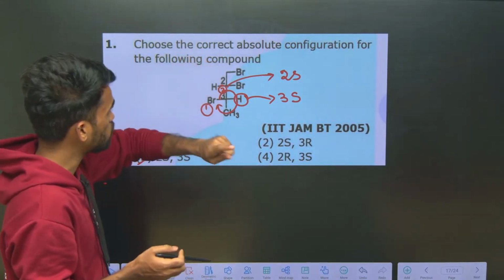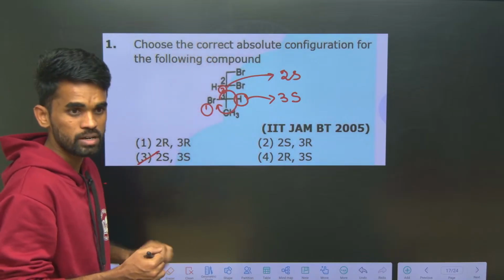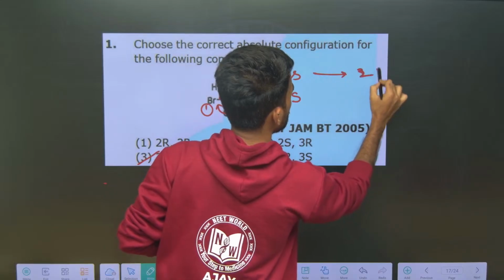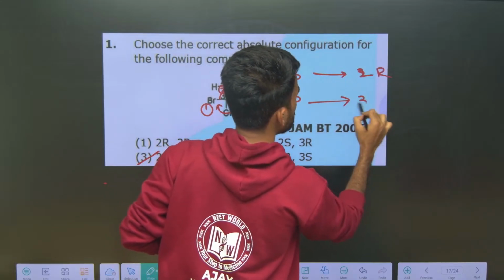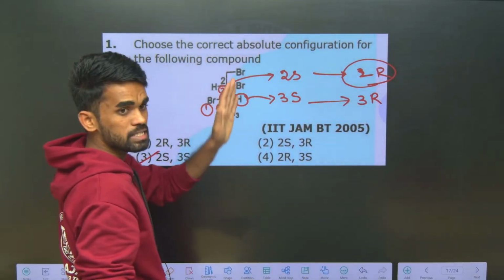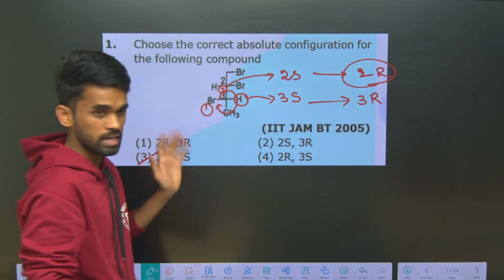Now if I ask you what its enantiomer is, what will be the answer? 2S becomes 2R, 3S should become 3R. Then only we can say it is its mirror image, and this will be considered as enantiomers. Is this clear? Now one more term I am saying, what is that?